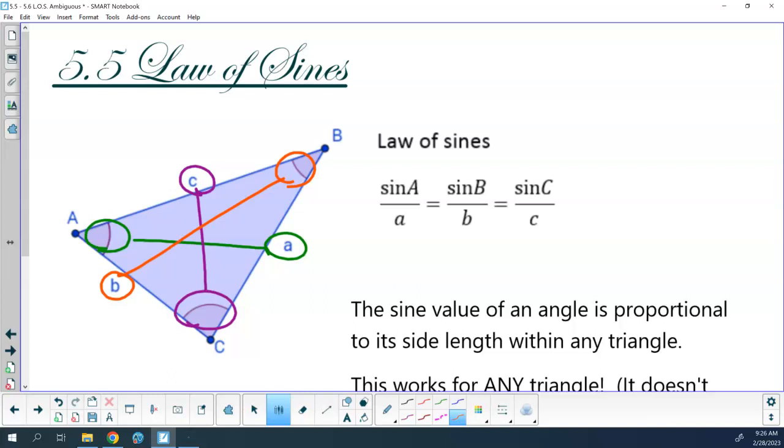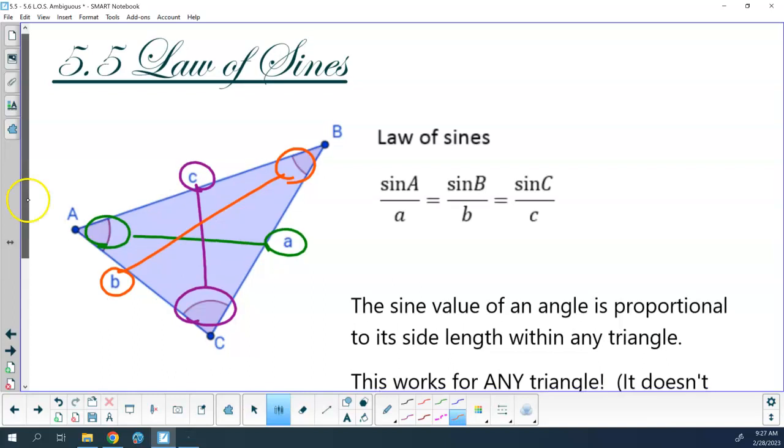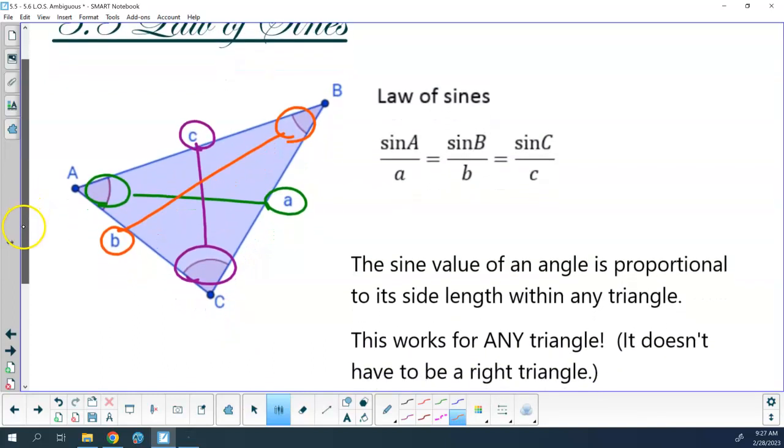We're solving triangles here in this stuff. Okay? So the sine of the angle divided by the opposite side, that proportion is the same throughout that one particular triangle. Okay? This works on any triangle. Doesn't have to be a right triangle. It's not SOHCAHTOA. This is going to work on any and every single triangle.